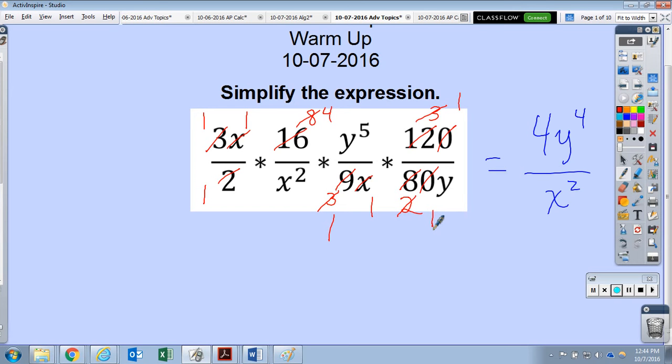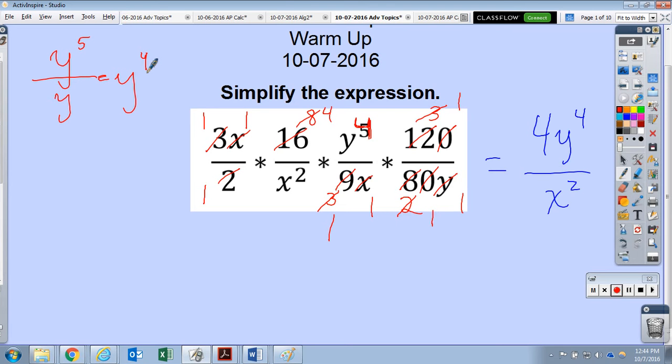Y to the fifth and a y. Divided by y becomes a 1. Divided by y becomes a y to the fourth. Right? Because y to the fifth divided by y is y to the fourth, just subtracting the exponent. And then now I have something that's a lot more simple than what I started with.